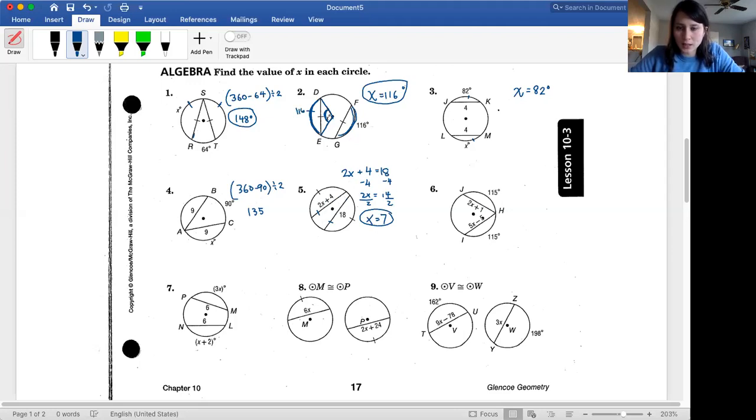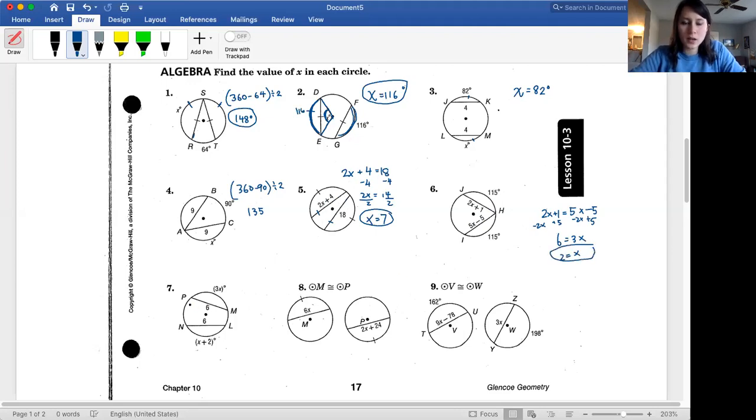Okay, same idea here, right? I know that these two chords should be congruent. So 2x plus 1 is equal to 5x minus 5. Work it out. I'm going to add 5 to both sides so that I get positive numbers. And then I'm going to subtract 2x. So I have 6 equals 3x. And x, I believe, is 2.